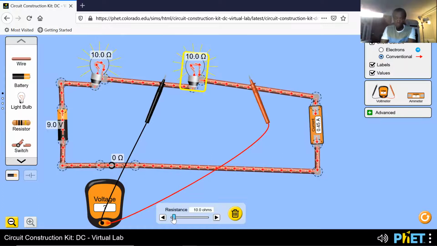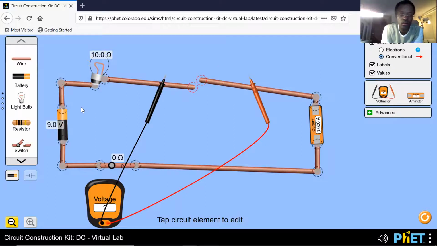So to be in parallel, we need to use resistors. So let me remove the light bulbs. Click, and then trash can. Click trash can. And then, so in parallel, I'm gonna do this.